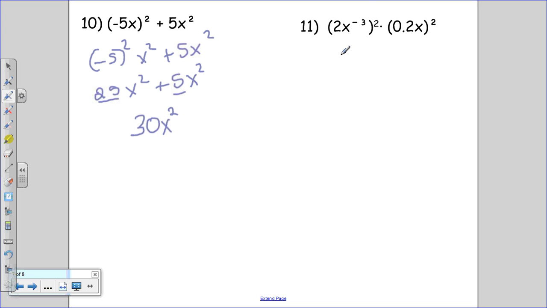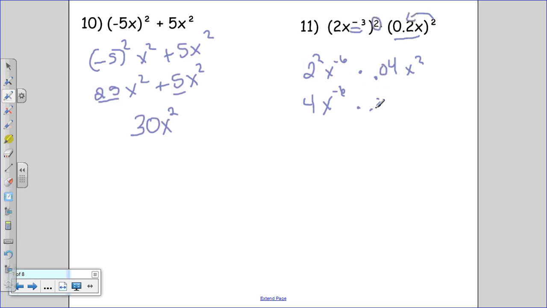All right, and the last one. So this one, they're going to throw some decimals in here. So I have 2, so I'm going to end up with 2 squared and then x to the negative 6, because now I got a power to a power here. Negative 3 times 2 is negative 6. Then the 0.2 to the 2 gives me 0.04 x squared. 2 squared is 4, x to the negative 6, and then 0.04 x squared.